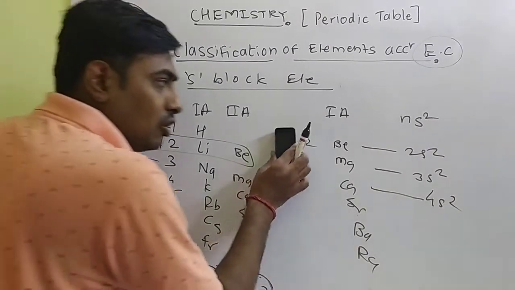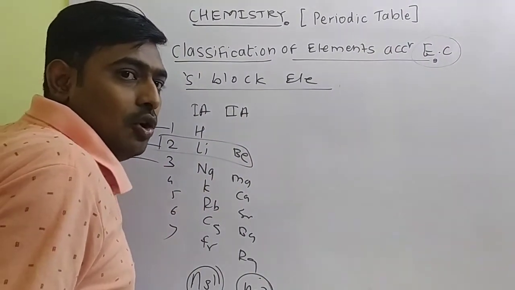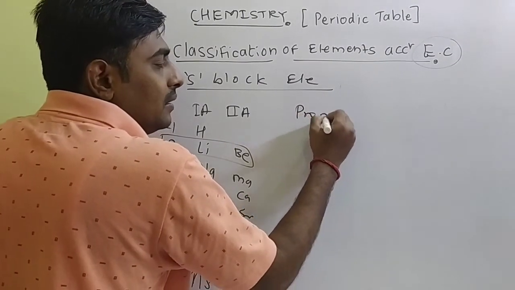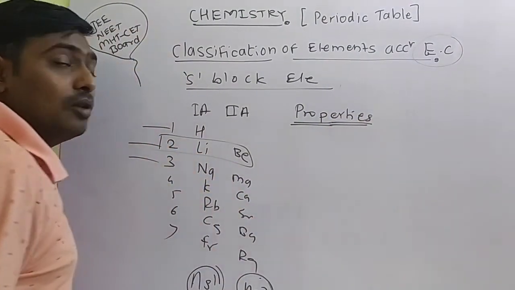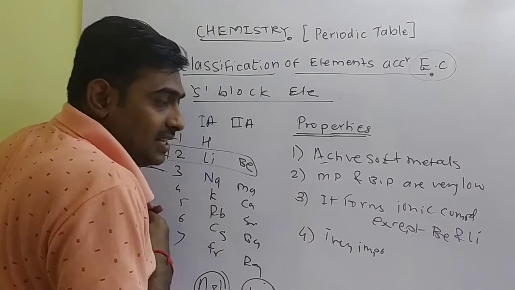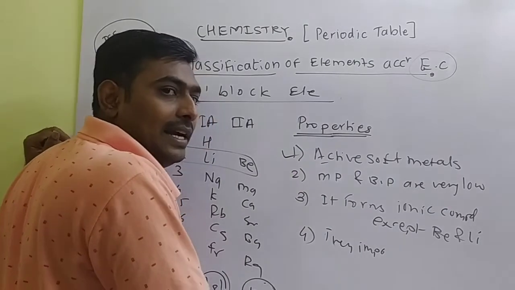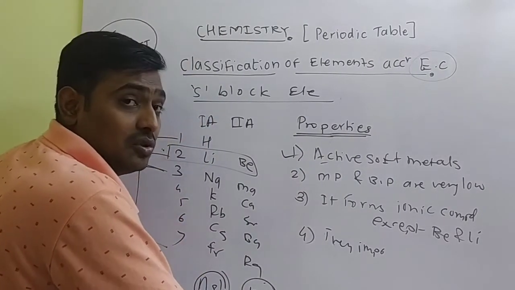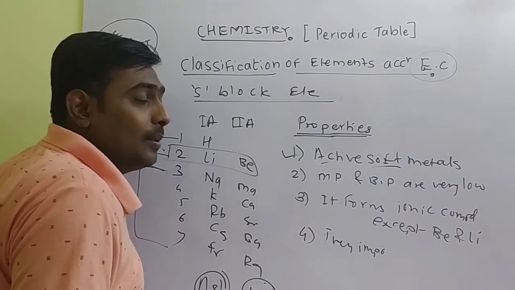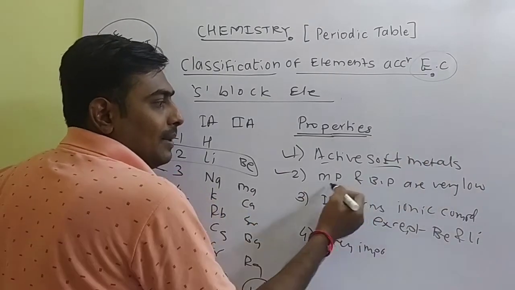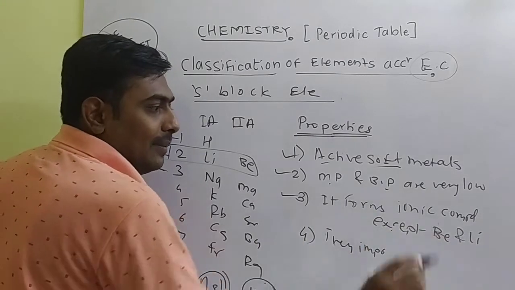They contain very few electrons in the valence shell, so they can donate them easily. So they are active metals. We will now discuss the properties of S block elements, that is, of the alkali and alkaline earth metals. First, they are active metals because they contain only one or two electrons in the valence shell. They are also soft, and some of them can be cut with cutting tools. Second, since they are soft, their melting and boiling points are very low. Third, they form ionic compounds, except beryllium and lithium.